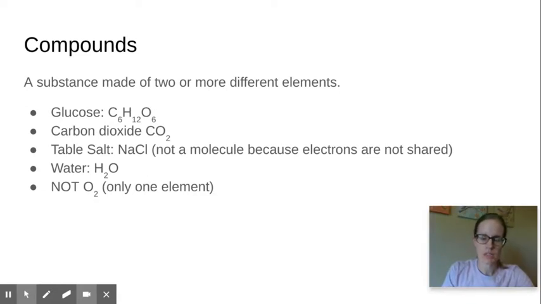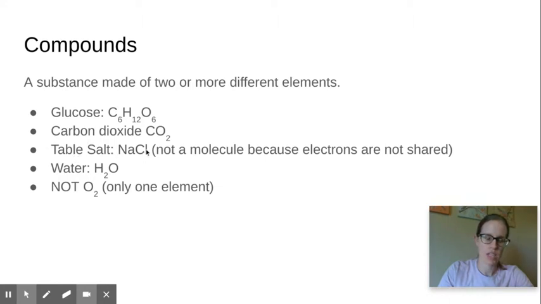The carbon and oxygen atoms are sharing their electrons to be stable. Compounds, a little bit different definition here. It's a substance made out of two or more different elements, and it doesn't matter whether they're sharing their electrons or transferring their electrons, as long as the atoms are together and there are two different elements. So like oxygen, the one we just did, O2, that's only one element, so that is not considered a compound. But glucose and carbon dioxide and water, which is also a molecule, those are all molecules and they're compounds because they're two or more elements combined.